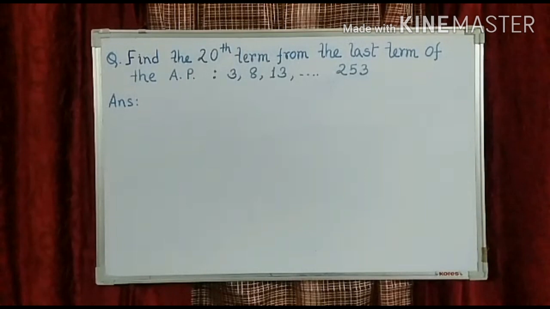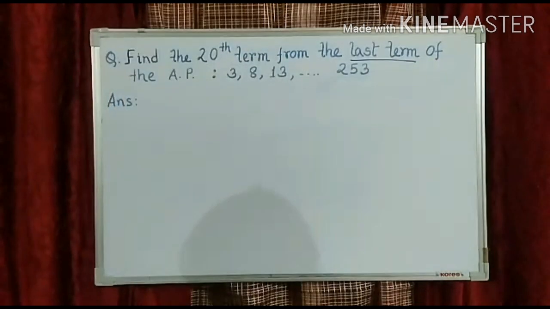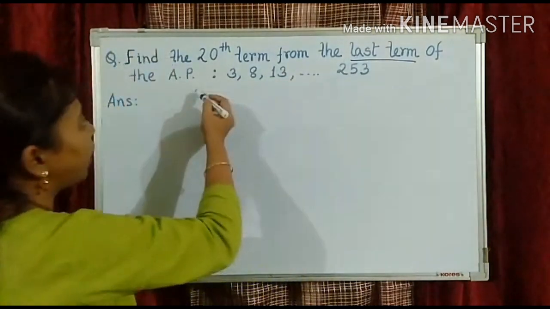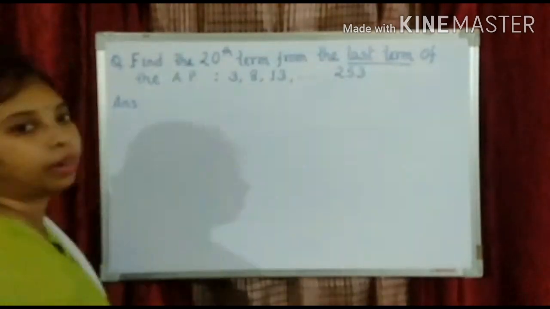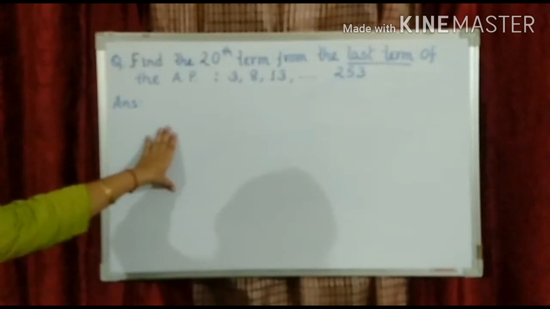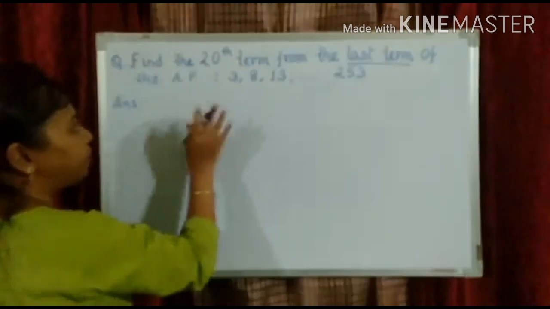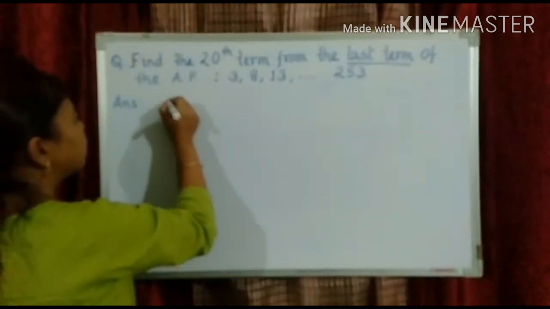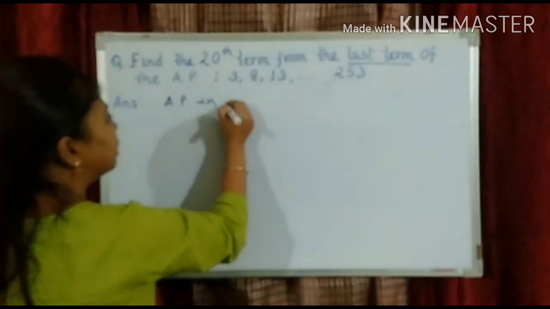Find the 20th term from the last term of the AP 3, 8, 13, ..., 253. There is the last term. So directly you cannot find the 20th term, as it is asking for the 20th term from the last. There are two methods, but I will use only one method here. I think it will be easy for you. According to that method, we have to write this AP in reverse order.